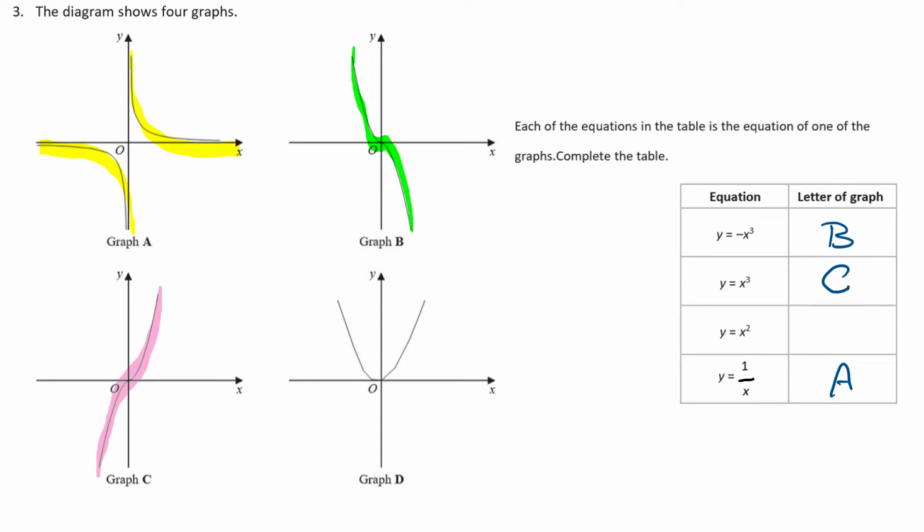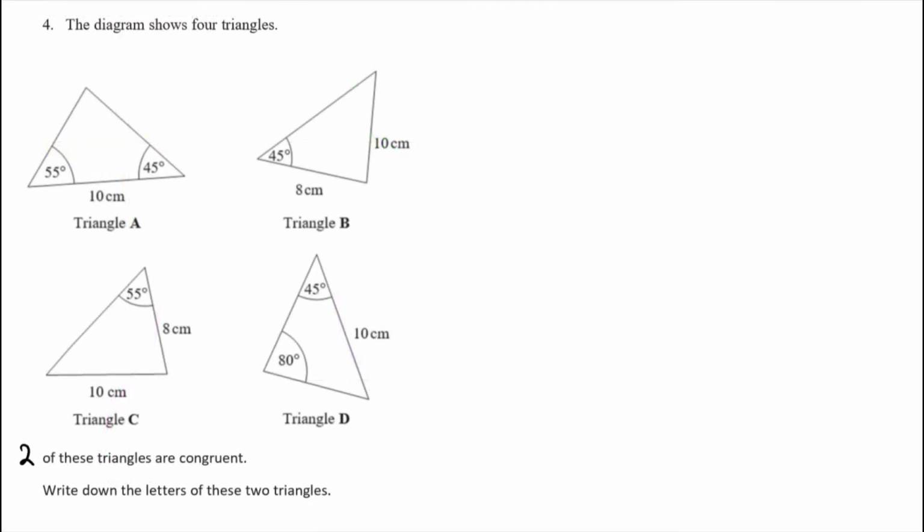And then finally, I've got this curve, which is what we call a parabola. That one is a quadratic curve, isn't it? So that one is going to be D there. Okay, that was nice and easy. Done. Question 4. The diagram shows 4 triangles.